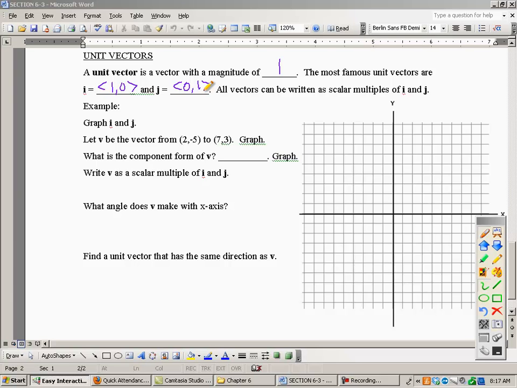We're going to graph the i and the j. And if I always start at the origin, i is this one. And if I go to this unit 1, j is the one going up. Okay, so there's i and j. The second thing they want us to do is let v be a vector from 2, negative 5, to 7, 3.